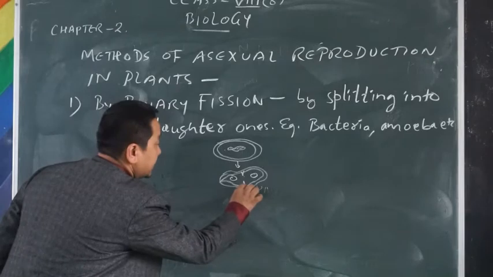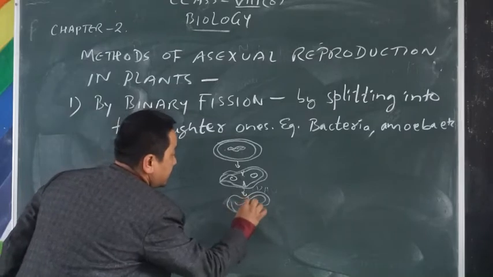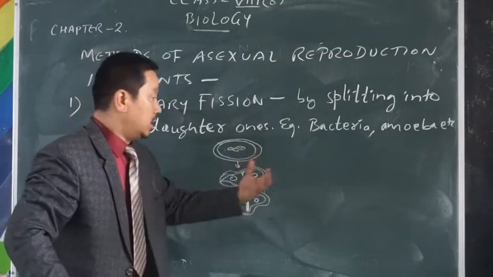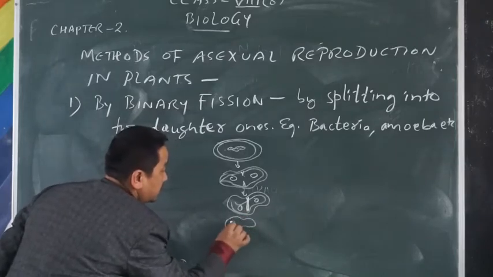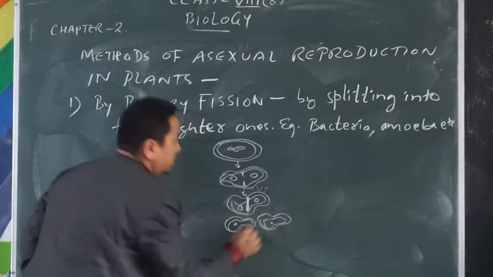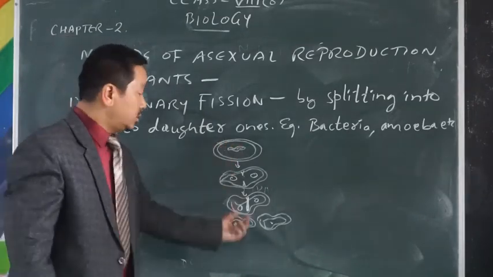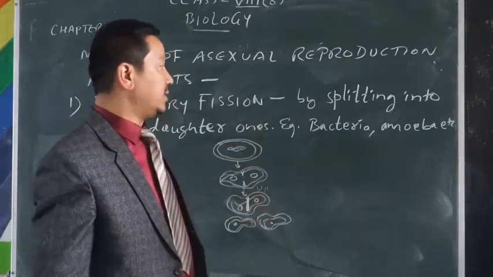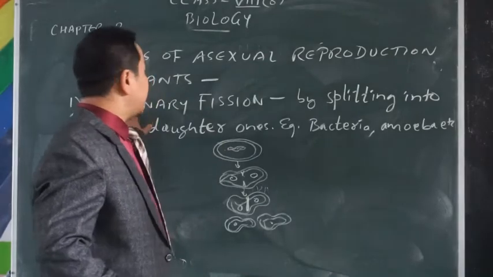Then in the next stage, the cytoplasm is almost divided into two daughter organisms. Finally, in the last stage, two bacteria are formed. So this is called binary fission. From one organism, from one parent, two daughter organisms or daughter offsprings are formed. In the same way, amoeba also reproduces, which is asexual reproduction by binary fission.